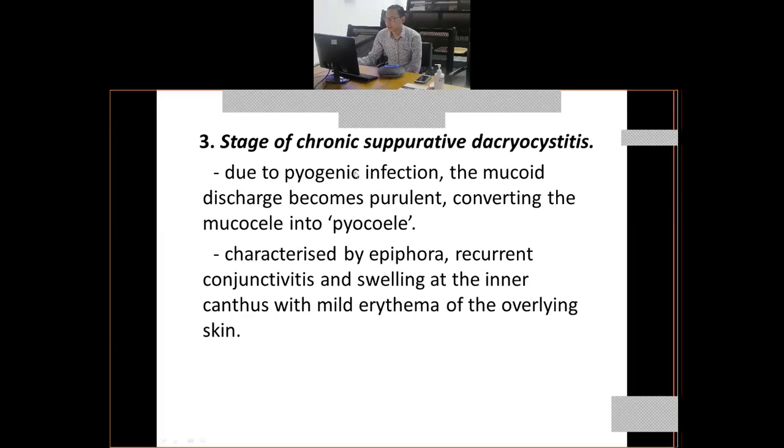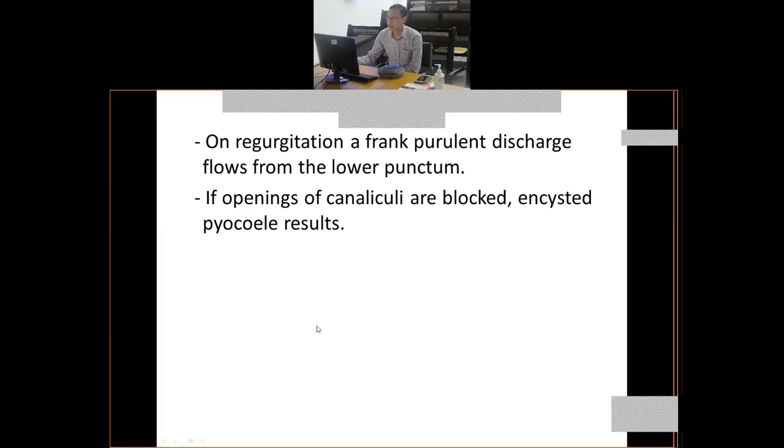Then the stage of chronic suppurative dacryocystitis. It occurs due to pyogenic infection. Mucous discharge becomes purulent, converting the mucocele into pyocele. Characterized by epiphora, recurrent conjunctivitis, swelling at the inner canthus with mild erythema of the overlying skin. On regurgitation, a frank purulent discharge flows from the lower punctum. If openings of the canaliculi are blocked, encysted pyocele results.